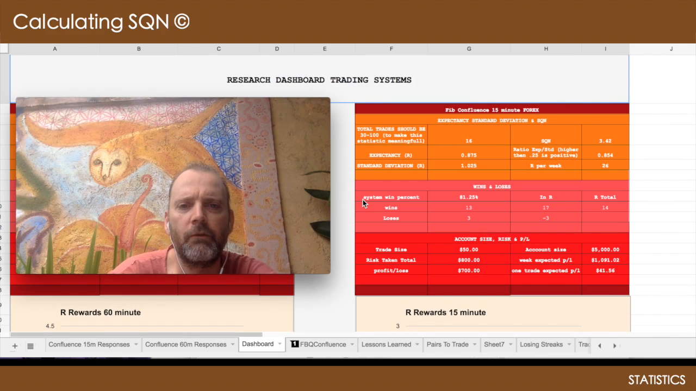Hi, welcome to this video that explains the system quality number and how we can use it in the research method as explained in the book.